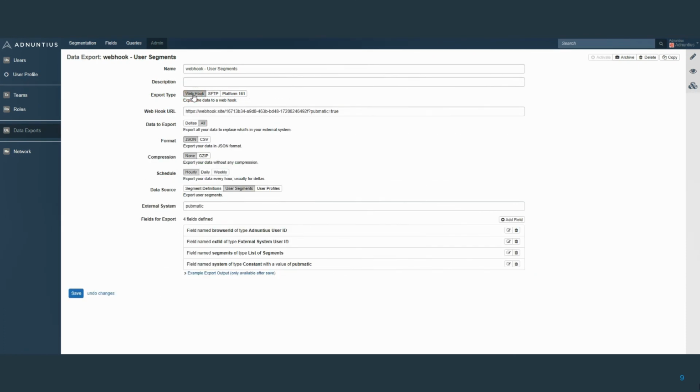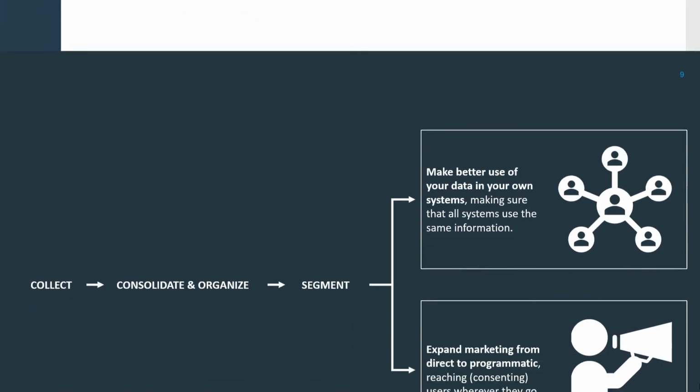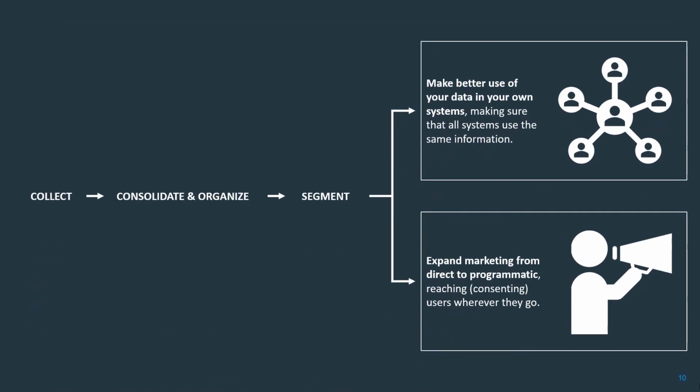And that's it. You now have a system that lets you collect data and to allow your partners to send their data to your network, to consolidate and organize the data, to create segments, and then to activate your data in your other systems or in the other Adnuntius systems that you are using.